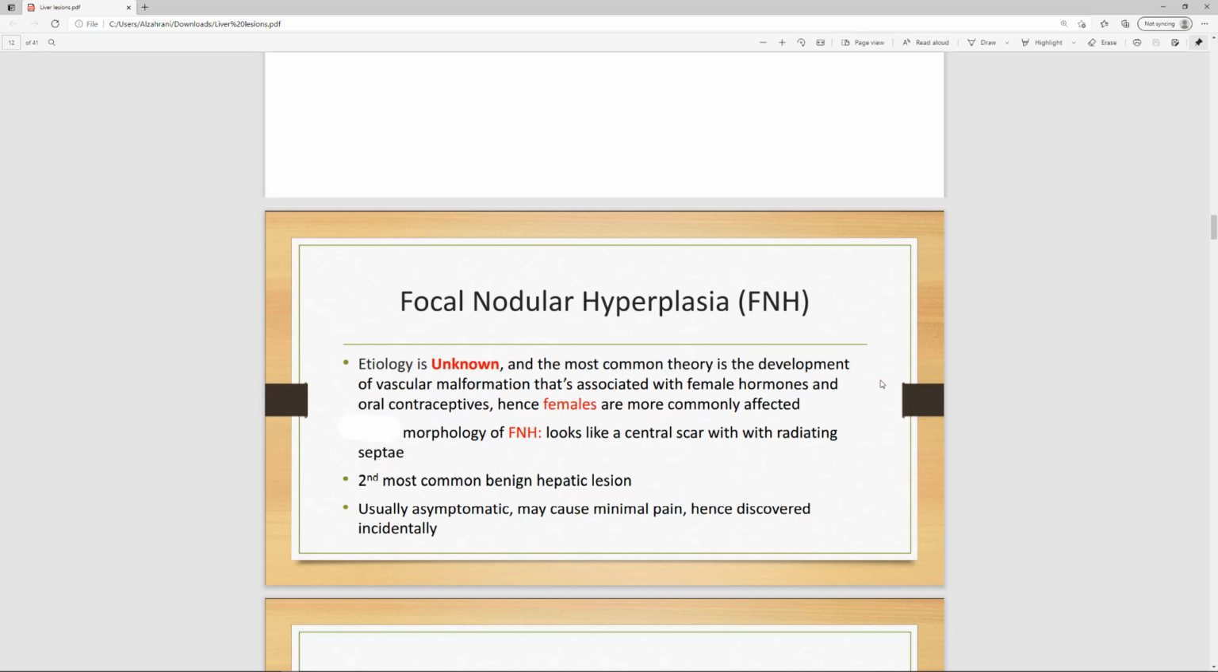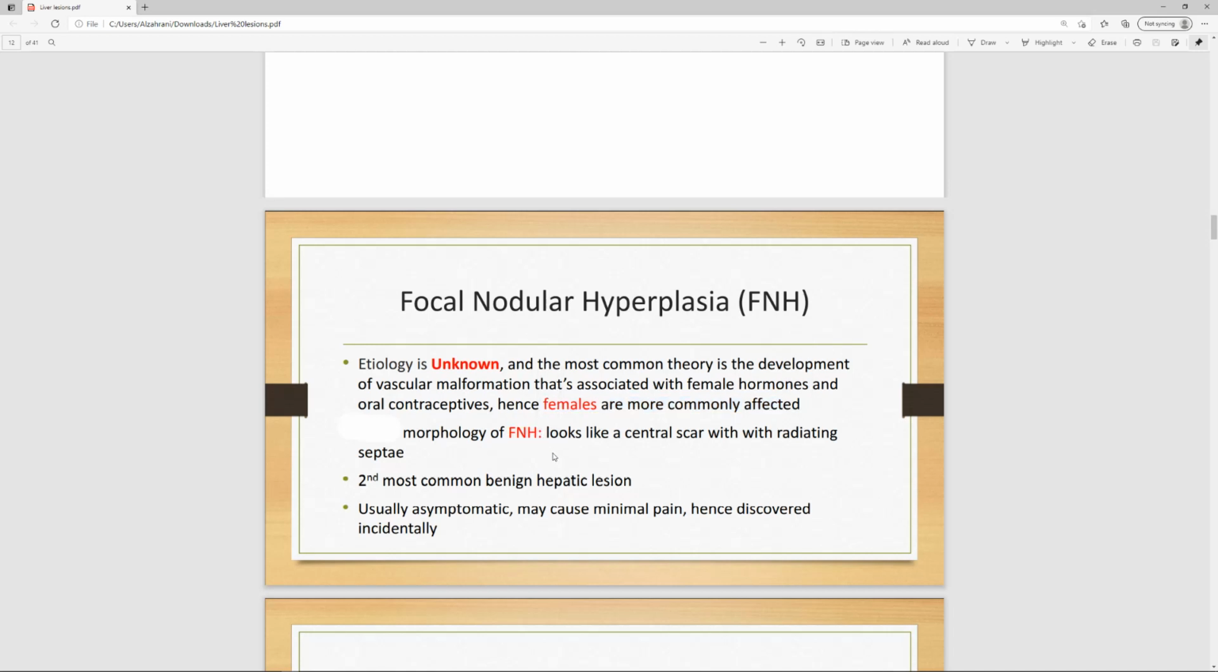The most common theory is the development of vascular malformation that's associated with female hormones and oral contraceptives. When it says the theory is vessel malformation due to female hormones and oral contraceptives, this immediately gives you a hint that females are more commonly affected by focal nodular hyperplasia than men.